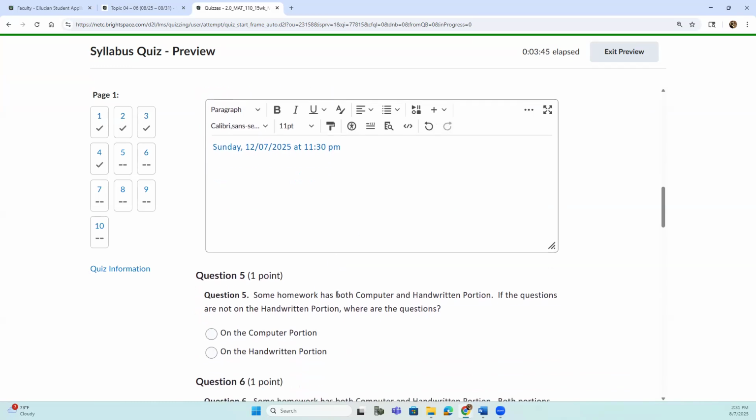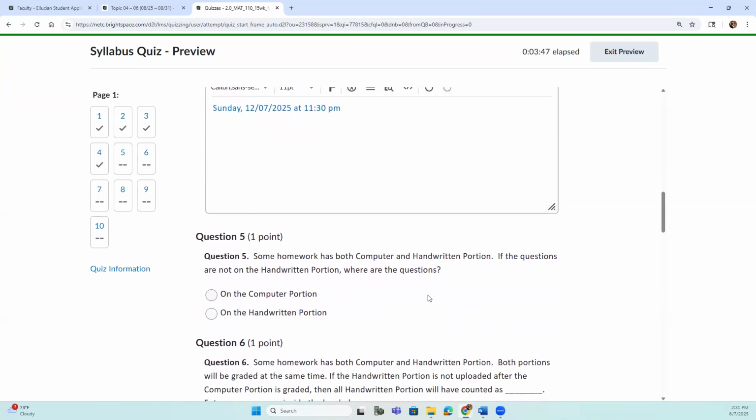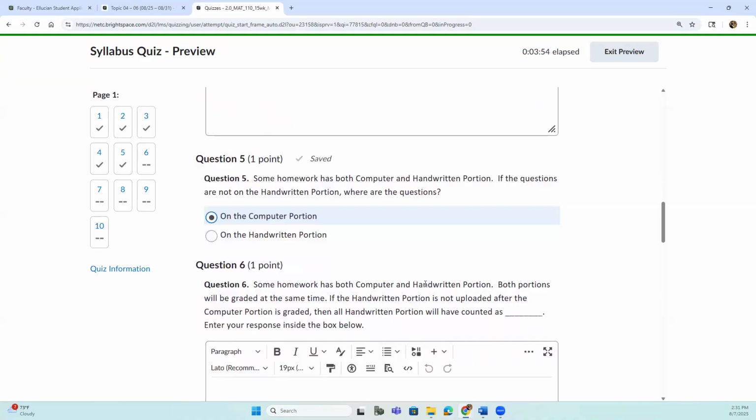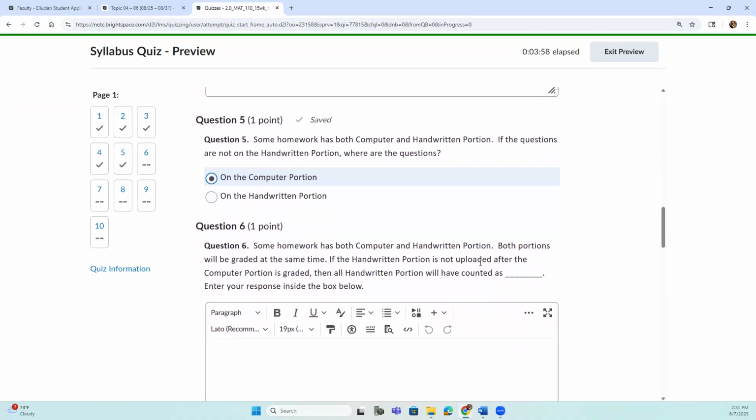All right, some homework has both a computer and a handwritten portion. If the questions are not on the handwritten portion, where are the rest of the questions? They've got to be on the computer portion. Both portions will be graded at the same time. If the handwritten portion is not uploaded after the computer portion is graded, then all the handwritten portion will be counted as incorrect.